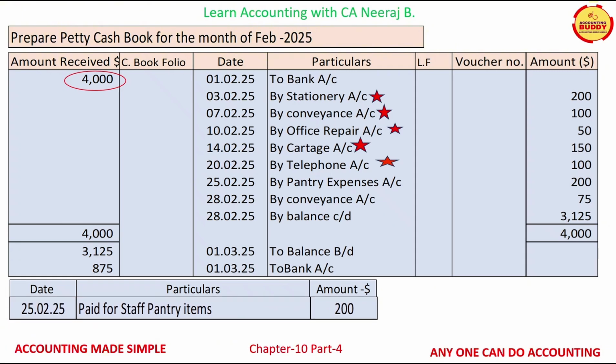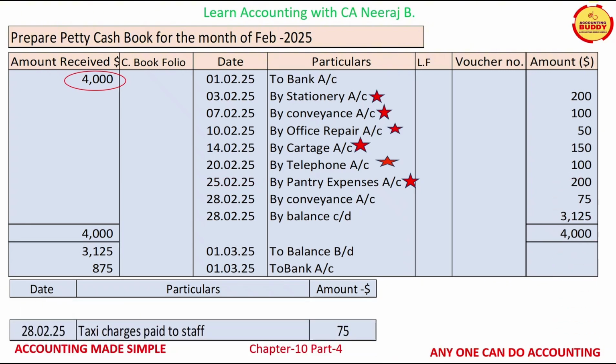On 25th February 25, the petty cashier paid $200 to buy staff pantry items. This transaction will be recorded on 25th of February 25 by writing the words "By pantry expense account" in the particulars column for $200. On 28th February 25, the petty cashier paid $75 as taxi charges for one of the staff. This transaction will be recorded on 28th of February 25 by writing the words "By conveyance account" under the particulars column for $75.